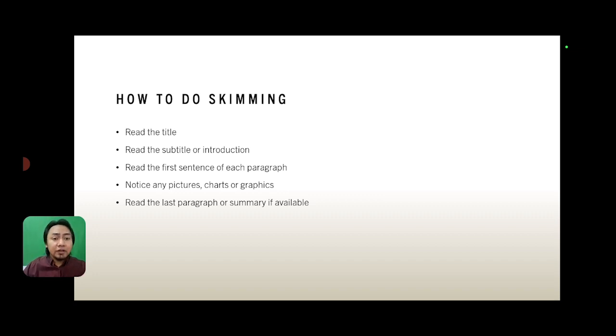You don't have to read every single thing in the text, because remember, again, skimming is to get the gist, to get the general idea of a text. And of course, notice any pictures or charts or graphics that you find when reading the text, because usually those are the important points in the text. And also read the last paragraph or summary if available, and the name summary itself will give you the gist information, the general idea of what the text will be about.